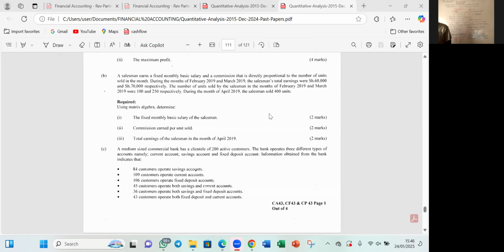Required, using matrix algebra. No, don't use matrix, use simultaneous equations, that is elimination and substitution. So required, using elimination or substitution: determine number 1, the fixed monthly basic salary. Number 2, the commission. Number 3, total earnings for April 2019.